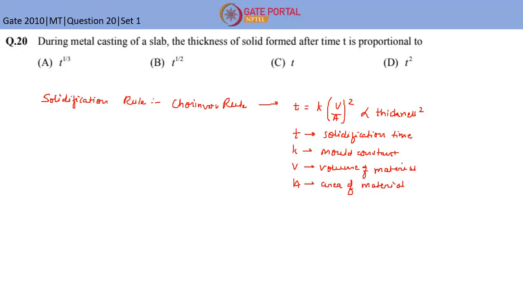So we have to find out. I will again come back to here. T is proportional to thickness square. Therefore, the solidified thickness will be proportional to T raised to power half. So the correct answer for this question is option B. Here we just have to revert the same rule: T is proportional to thickness square, which means that thickness will be proportional to T raised to power half.